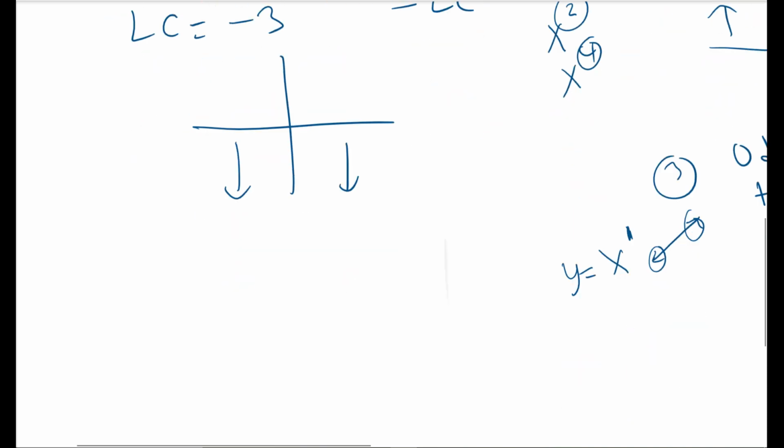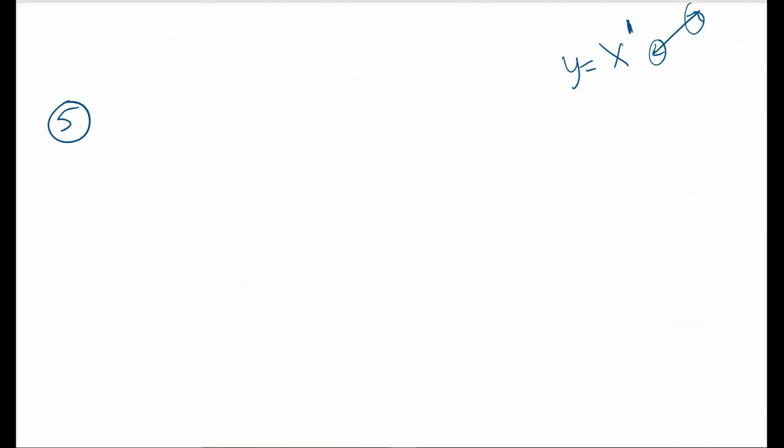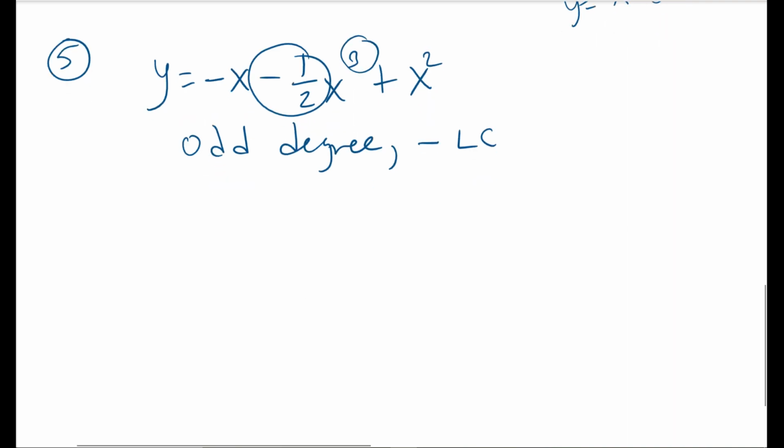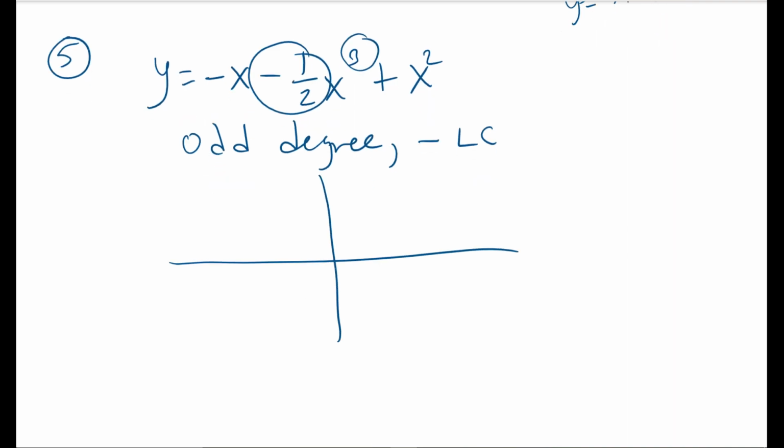All right, let's do number 5. That's another end behavior problem. So negative x minus 1/2 x cubed plus x squared. Again, the highest power is 3, so this is an odd degree. The leading coefficient is negative 1/2, so that's odd degree, negative leading coefficient, which means we're looking at one of those 4 cases, which is odd and negative, so it goes up and then down. So that is end behavior.